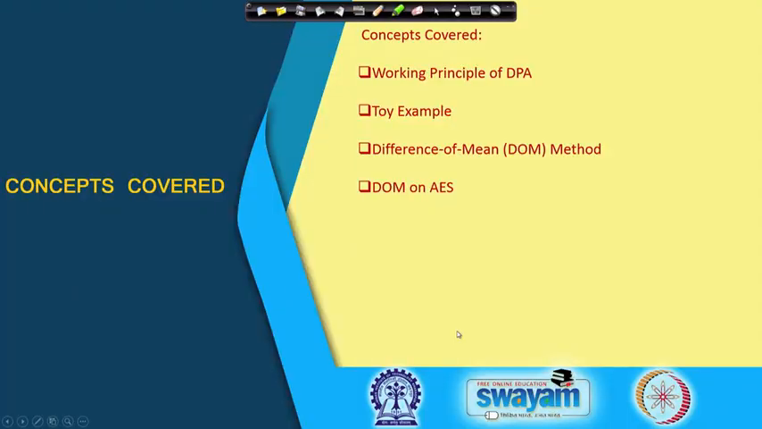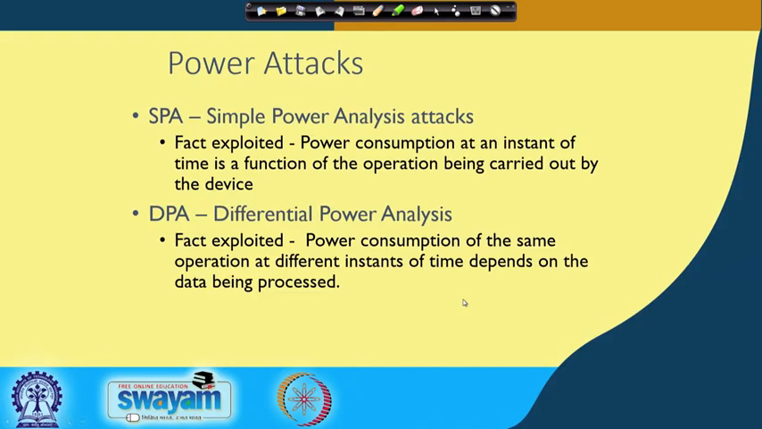We shall initiate this topic, and today we shall go through the working principles of differential power attacks, or DPA as it is called. We shall give a toy example to explain how it works, and talk about difference of means, a very popular and classical method of doing DPA, and see how DPA, or DOM, can be applied on AES, which we have studied previously in the class.